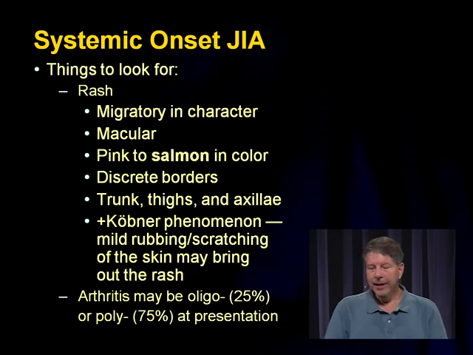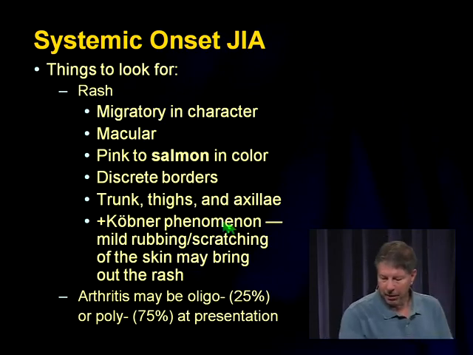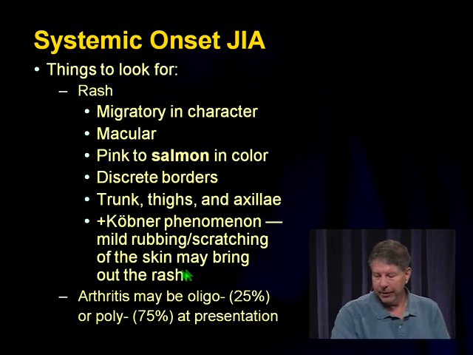All right, things to look for also with JIA, so you've got the fever, and then you want to look for a rash. They're going to describe a rash, and if they say it's salmon in color, a salmon-colored rash with this fever, you'd be very, very careful to be thinking about systemic onset JIA. That's what they're trying to get you to think about. Commonly it involves the trunk, they'll be on their thighs or maybe in their axilla. They may describe the Koebner phenomenon, where if you do mild rubbing or scratching of the skin, that can bring out the rash.